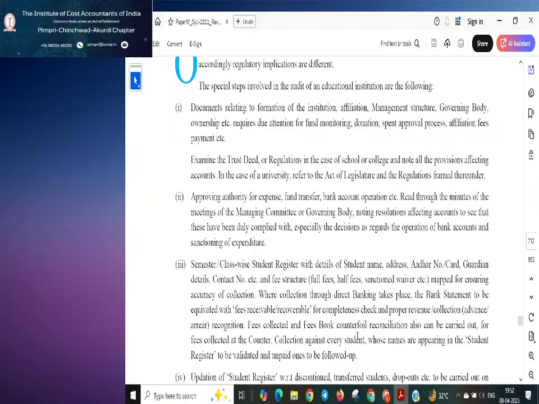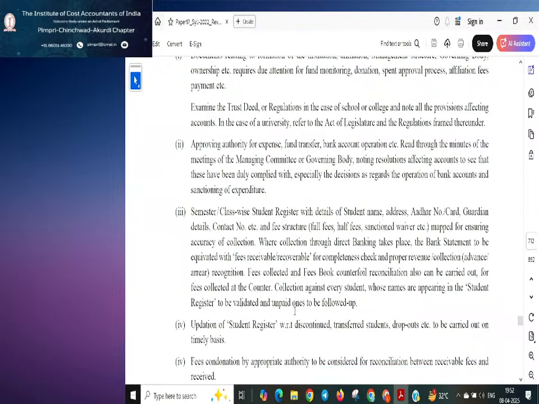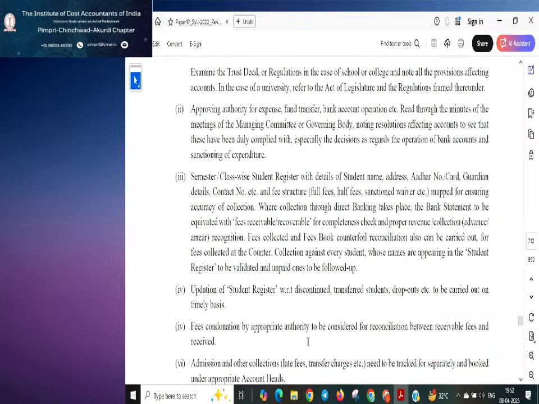Okay. So where collection through direct banking takes place, the bank statement to be equated with the fees receivable or recoverable for completeness check and proper revenue or collection recognition. And whatever fees is collected, it should be checked with the fees book counterfoil. Reconciliation should be carried out for fees collected at the counter. Collection against every student whose name is appearing in the student register is to be validated, and unpaid ones to be followed up. That is important. Recovery of the pending fees.